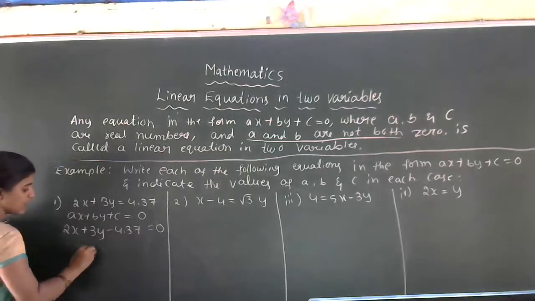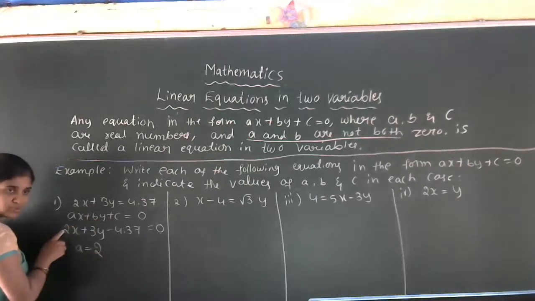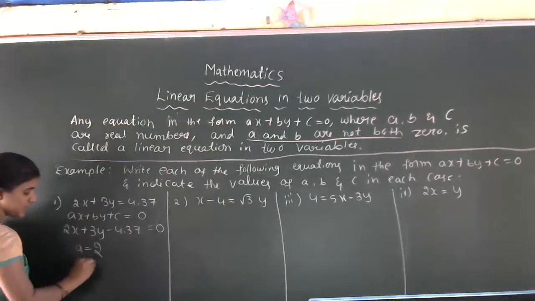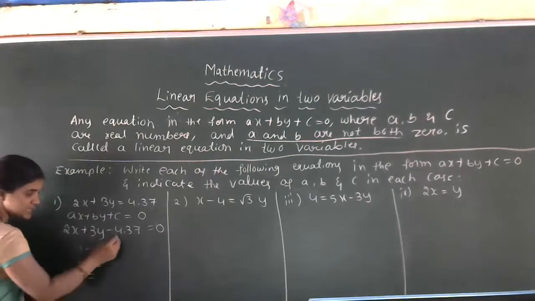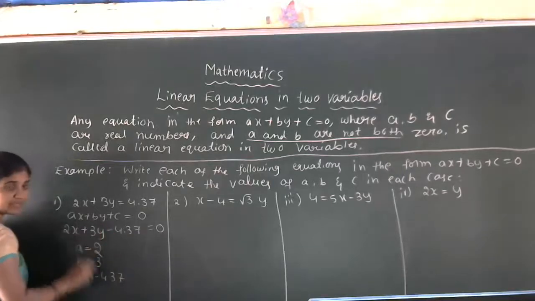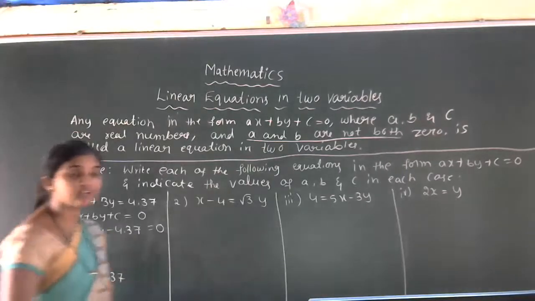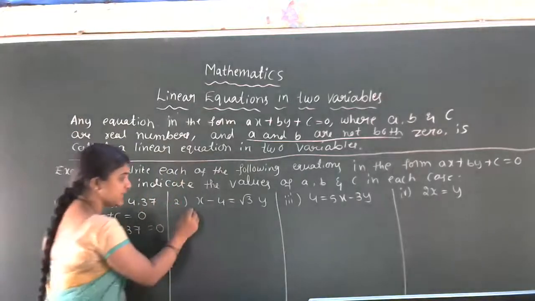Now a value is equal to 2. What is the value of b here? b is equal to 3. What is the value of c? c is minus 4.37. This sign is very important: minus 4.37. Got the idea of the first question? Okay, now you have to tell me the second one.